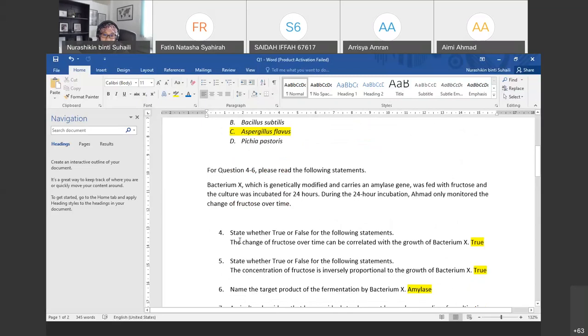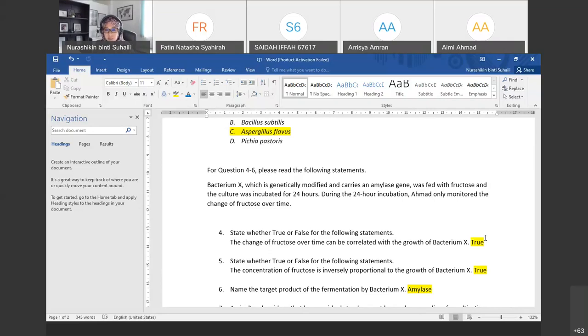Question four. The change of fructose over time can be correlated with the growth of bacterium X. You are given this situation. Okay, you read by yourself here. It carries an amylase gene, fed with fructose, incubated for 24 hours. During the 24-hour incubation, Ahmad only monitored the change of fructose over time. Okay, fructose is the substrate, is the food, right, given to this bacterium X. The change of fructose over time can be correlated with the growth of bacterium X. The answer is true. You need to keep in mind the indirect method. We can estimate the growth of the cells or the organisms based on the consumption of the substrate. In this case, fructose is the substrate.